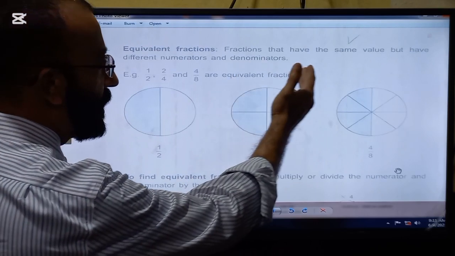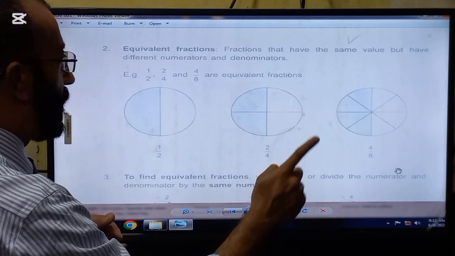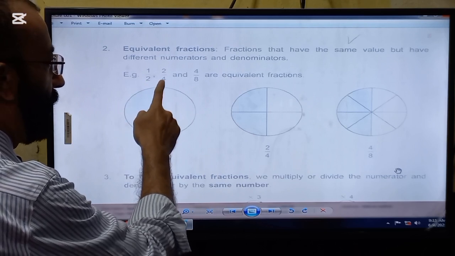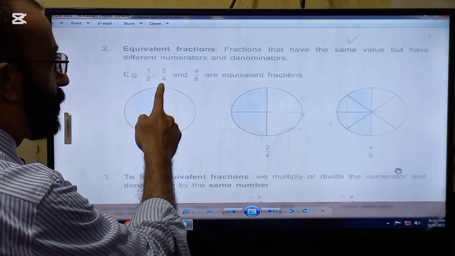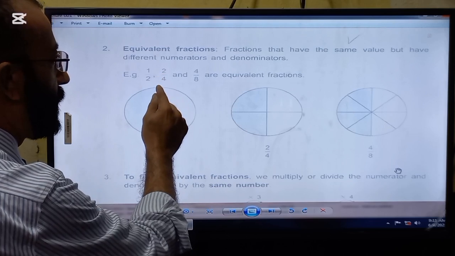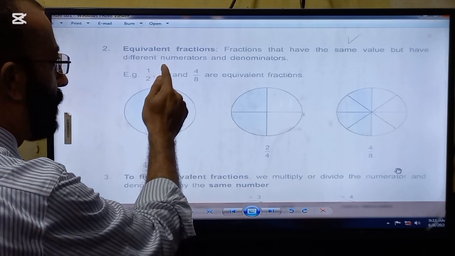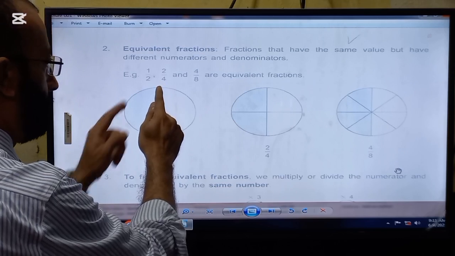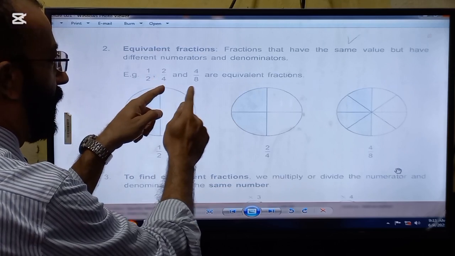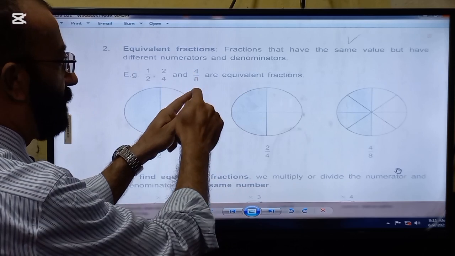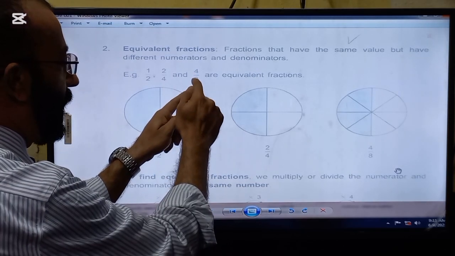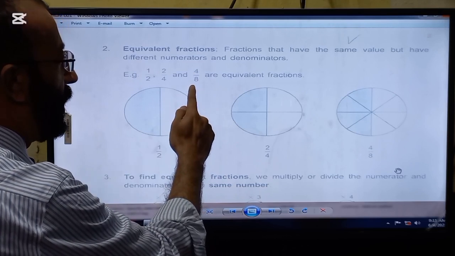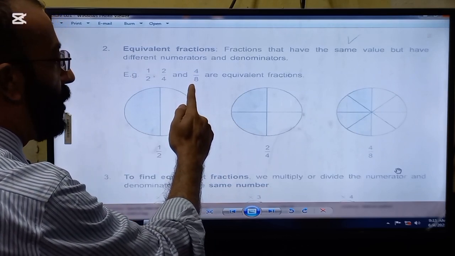The fractions have the same value. For example, this fraction has a value of 1/2. The second fraction is 2/4. If we cancel 2/4 by the same number, 2 1s are 2, 2 2s are 4, so this fraction will also have a value of 1/2. So 1/2 and 1/2. This is another fraction with different numerator and denominator. If we cancel these values in the same table, 4 1s are 4, 4 2s are 8, this fraction will also have a value of 1/2.